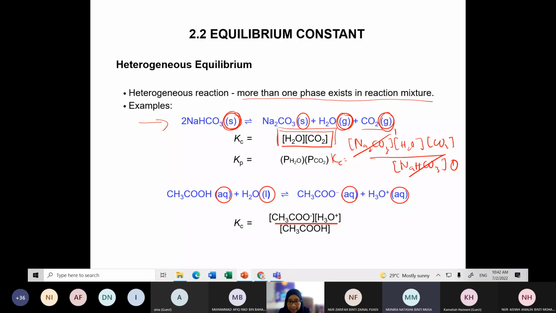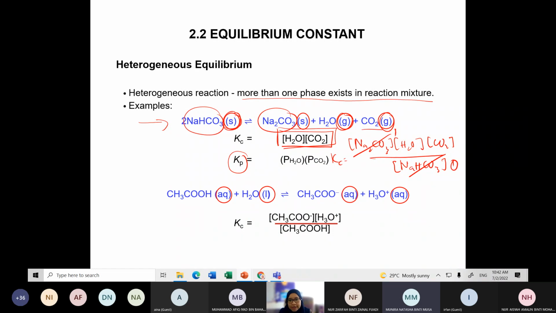Nampak tak? Dia tidak akan dimasukkan dalam tu sebab kita straight away letak satu dekat situ. Okay, kita letak satu. So that's why there's no concentration of sodium carbonate and sodium hydrogen carbonate. Okay, alright. So Kp dia akan referring, like I said, pressure. There's no pressure for solid. Solid tak ada pressure. Okay, gas sahaja yang ada pressure.